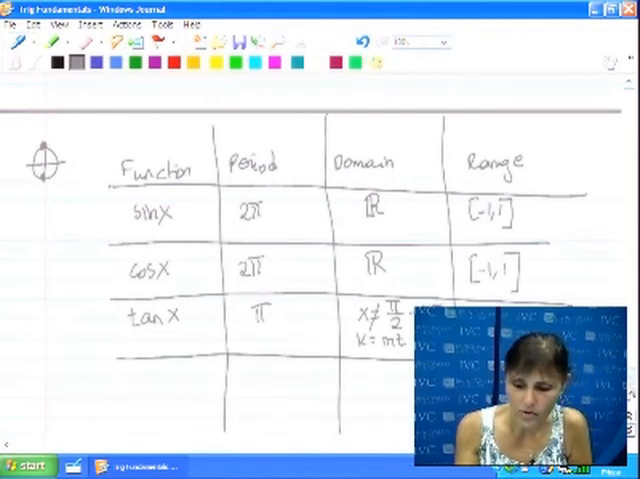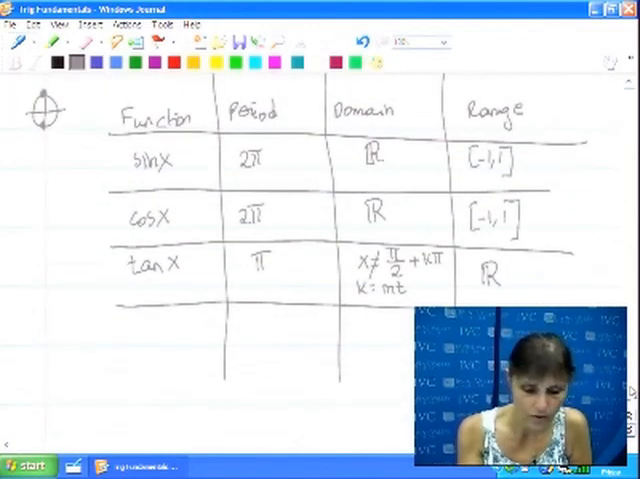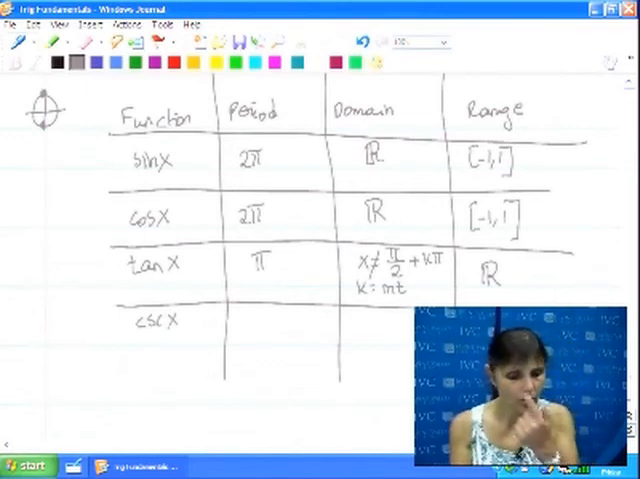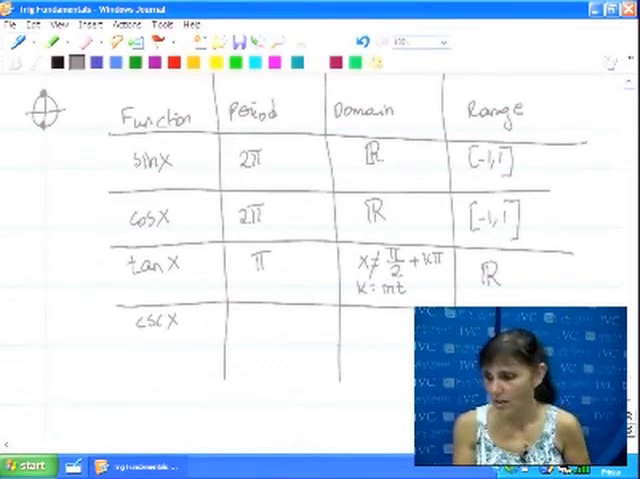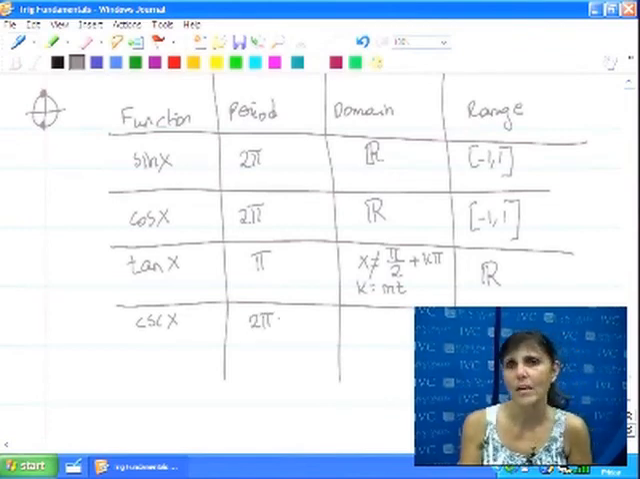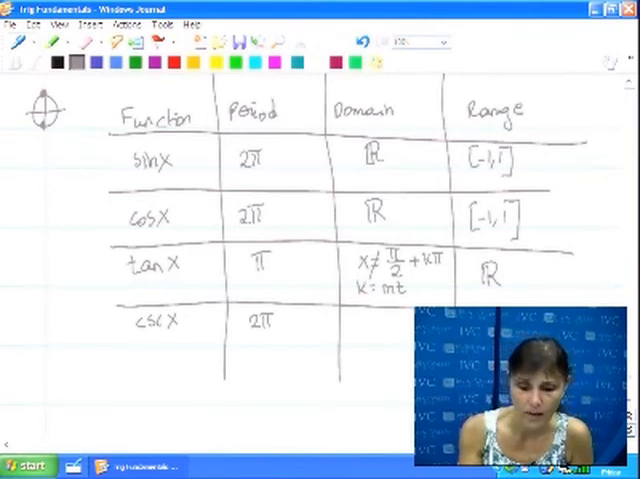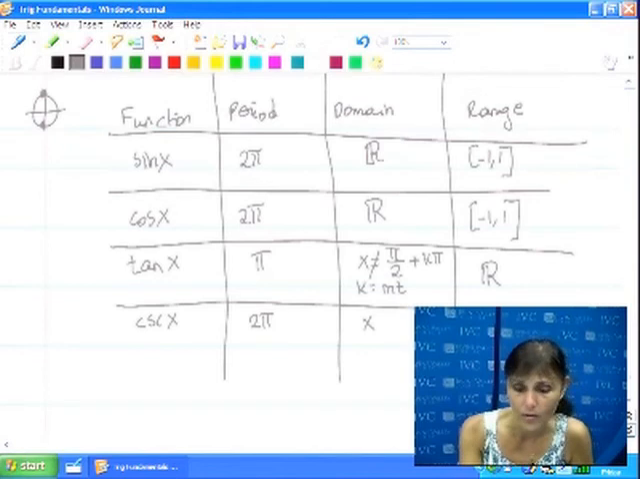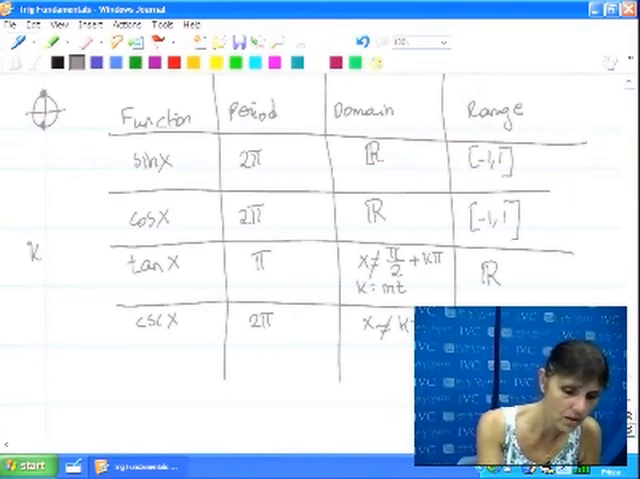So let's do the reciprocal ones of the sine, cosecant. And remember, cosecant works just like sine, so its periodicity will be the same. But the problem is I don't want to divide by 0. Where is sine 0? Okay? So you don't want to have pi or 2 pi or 3 pi. How do you put that? X cannot be k pi where k is simply an integer.